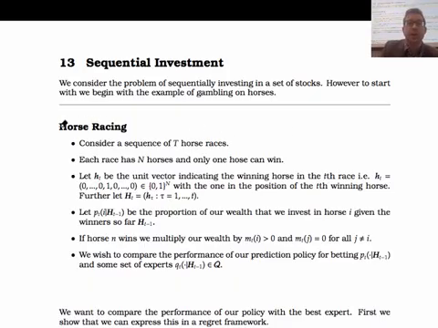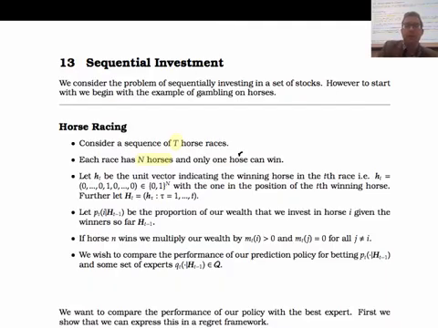So we want to consider the problem of sequentially investing in a set of stocks, like I said. However, we'll begin with this horse racing example. So here, we're going to consider a sequence of T different horse races. Each race has n horses, and only one horse can win.